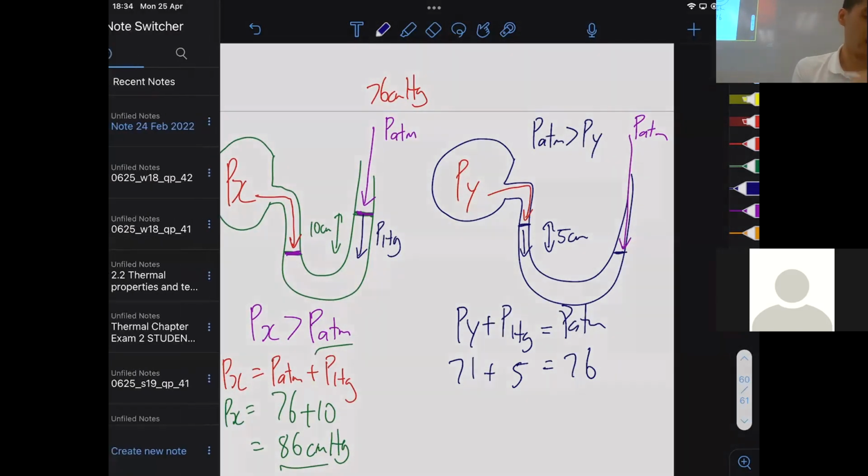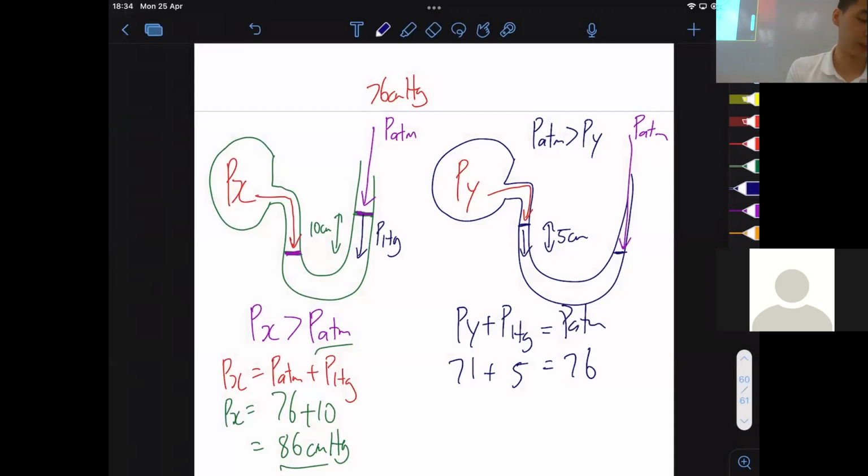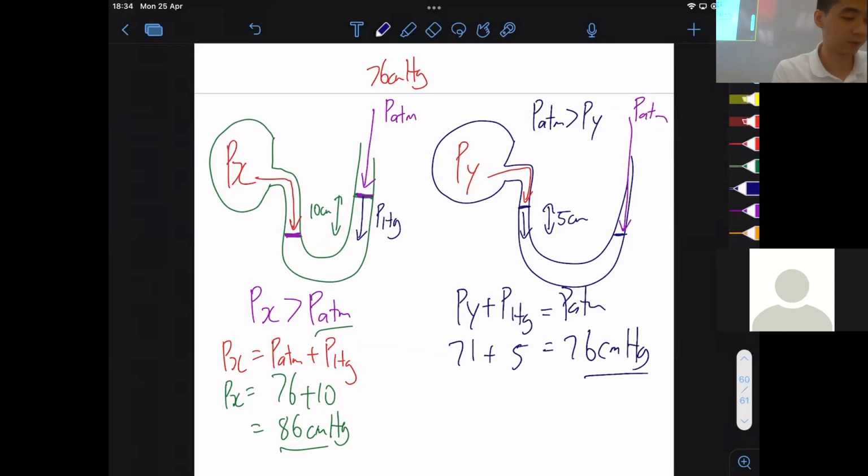Okay, so if you can understand the concept here, it's 76 cm worth of mercury. I'll always remember your units, by the way. I'll screenshot and send this to you later on.